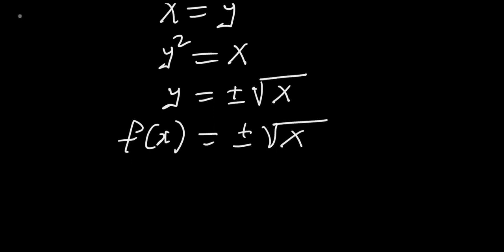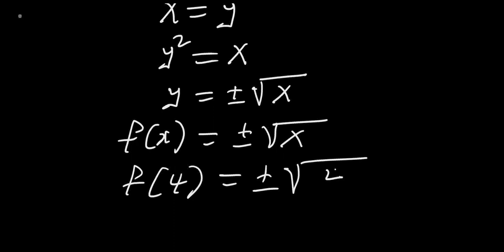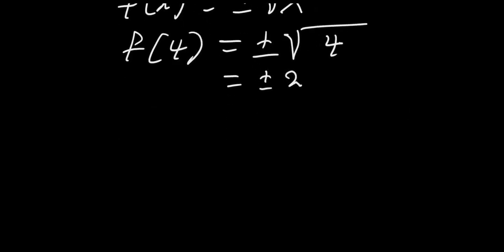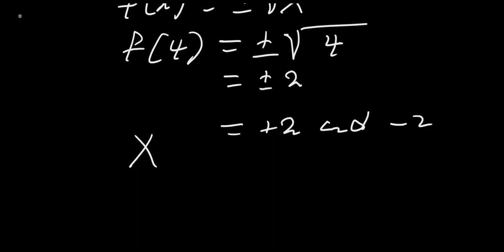So for every input value that will be plugged into this relation, that's going to lead to two different output values, both positive and negative. Let's take, for example, f of 4. This will be plus or minus the square root of 4, and that is equal to plus or minus 2. Therefore, 4 being an input value has led to positive 2 and negative 2. Therefore, this relation is not a function. I hope this makes some sense.